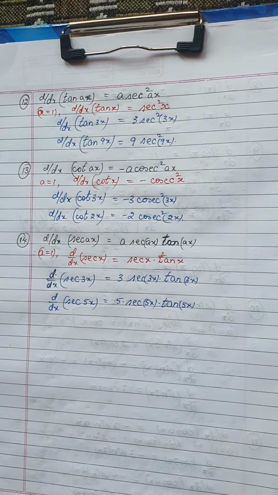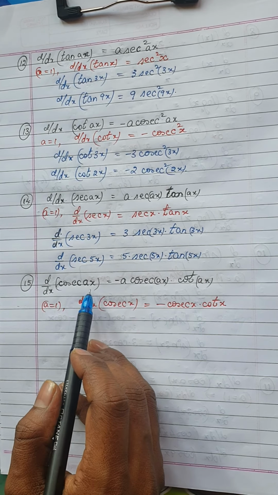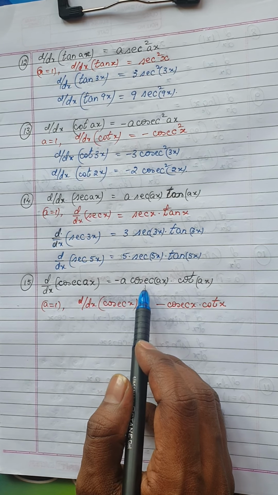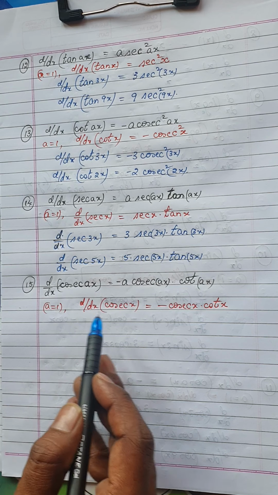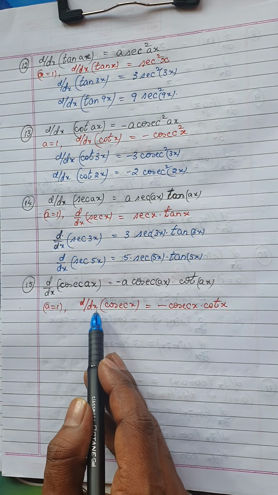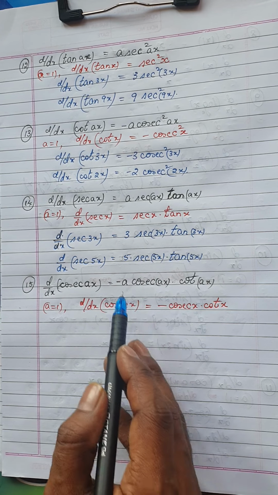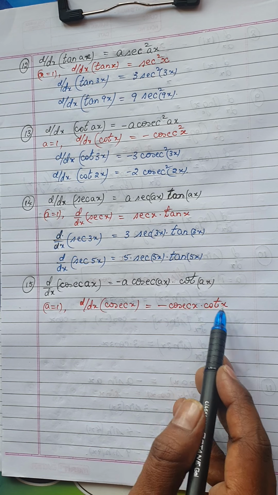Okay, let's move on. Next formula is derivative of cosecant ax. So derivative of cosecant ax is minus a into cosecant ax into cot ax. If you put a is equal to 1, we get the basic formula, derivative of just cosecant x. So derivative of cosecant x is minus, as I told you, a becomes 1, so minus cosecant x into cot x.